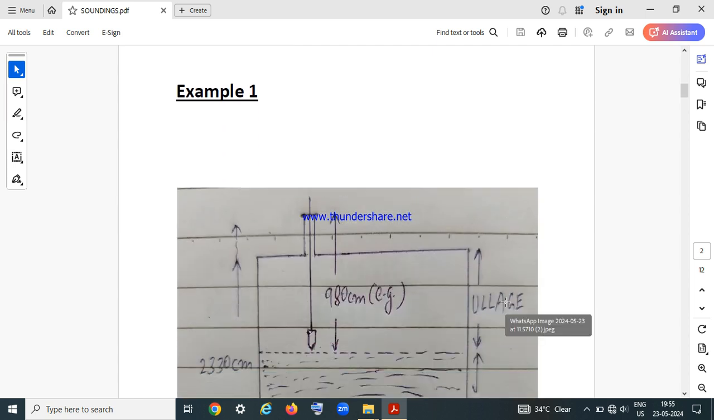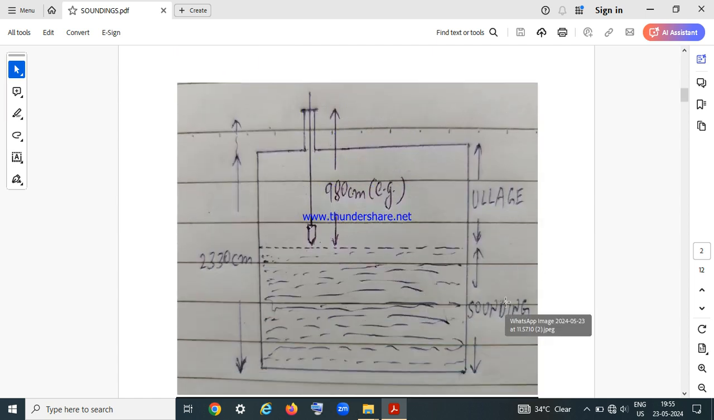So we will take one example. Suppose this one is your tank. So this is the sounding pipe from where you will put the sounding tape, and this is the liquid level inside the tank which we cannot see. So the depth of this full tank is 2330 centimeter. And here suppose I have put the sounding tape 980 centimeter. So this one you can put 1000 also, 1100 also. So this one depends upon you.